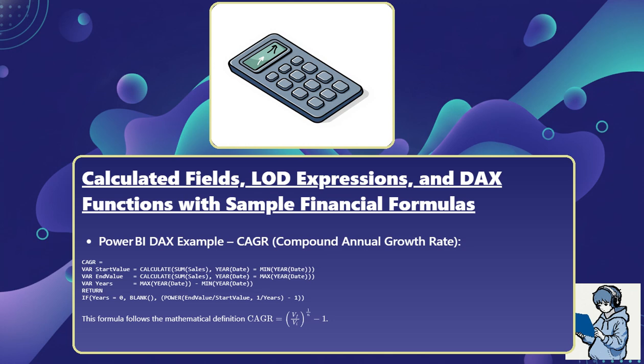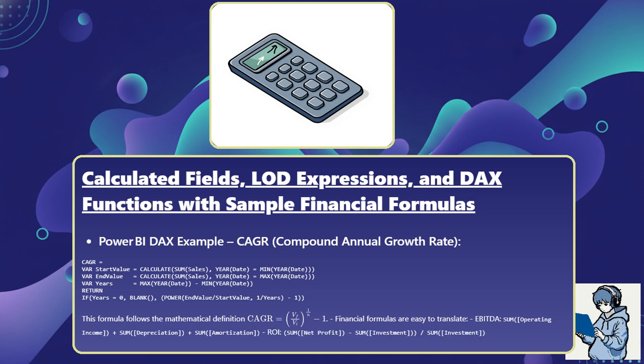This formula follows the mathematical definition: CAGR equals (final value divided by initial value) to the power of 1 over n, minus 1. Financial formulas are easy to translate. EBITDA equals sum of operating income plus sum of depreciation plus sum of amortization. ROI equals (sum of net profit minus sum of investment) divided by sum of investment.